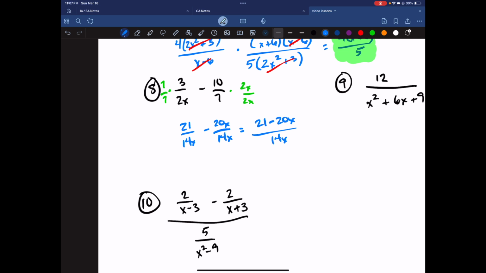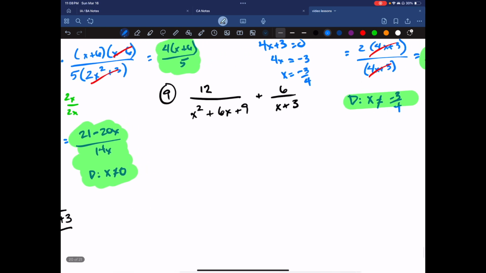Okay, well, there's nothing I can do to plug in with 7, but I could plug something into the 2x to make it 0, and that's just 0. So my domain here is going to be x cannot be 0.